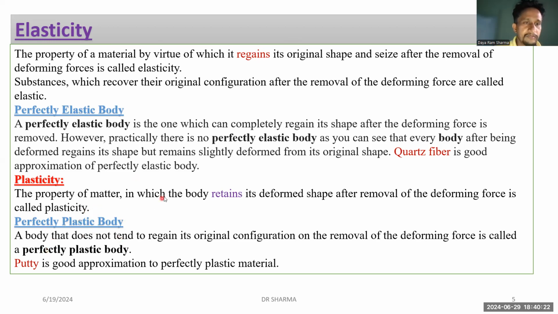Perfectly plastic body. If a body retains its deformed shape even after removing the applied force or deforming force completely, it is called a perfectly plastic body. A good approximation of a perfectly plastic body is putty, which is animal fat, if you know it.